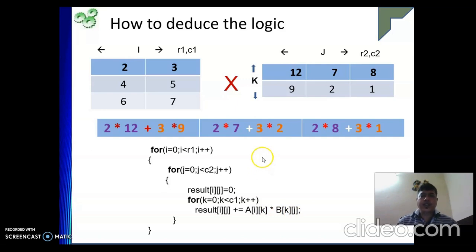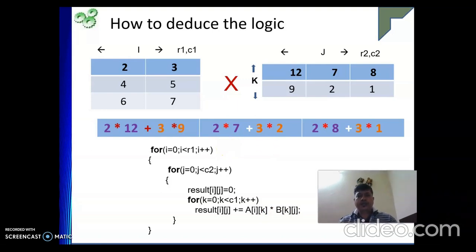In the next session I will show you how to write the program in C itself. I hope the matrix multiplication logic is clear, so that in the next session we can easily write down the program in C language.